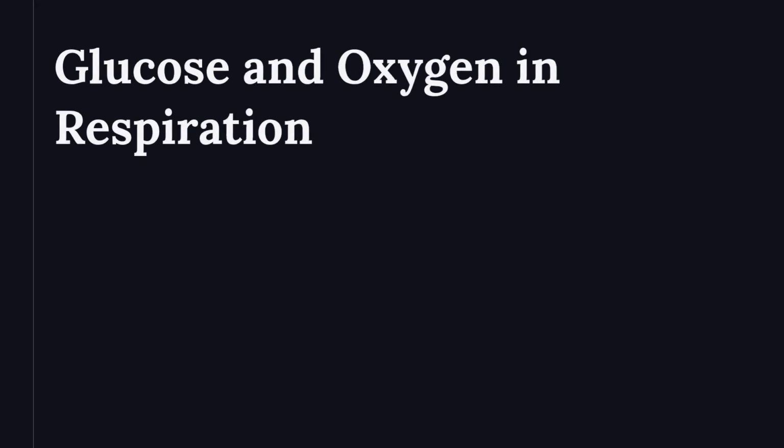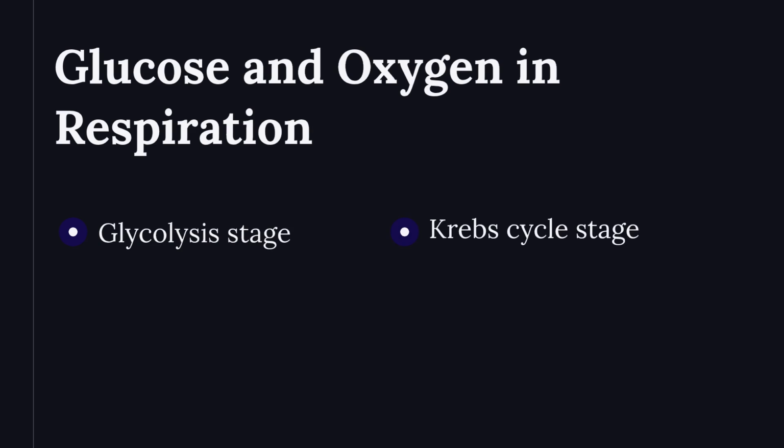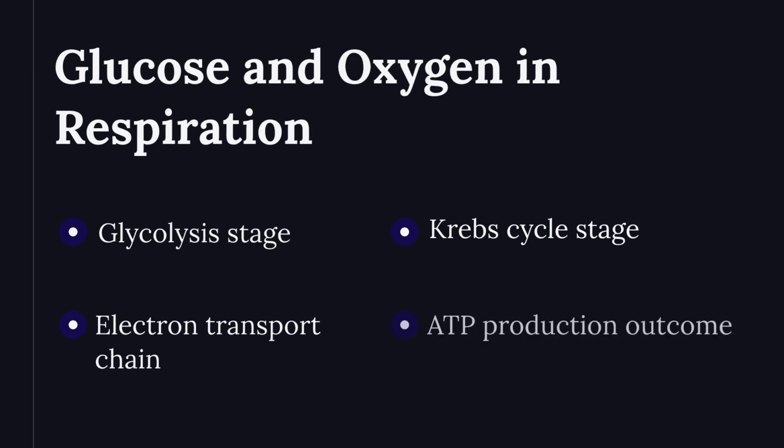Glucose and oxygen play crucial roles in aerobic respiration. The stages include glycolysis, the Krebs cycle, and the electron transport chain. ATP production is a key outcome. Diagrams support these explanations. Aim for a guide word count of 800.